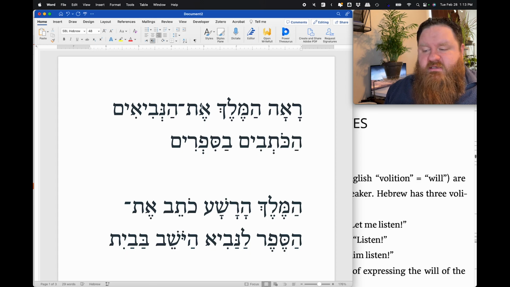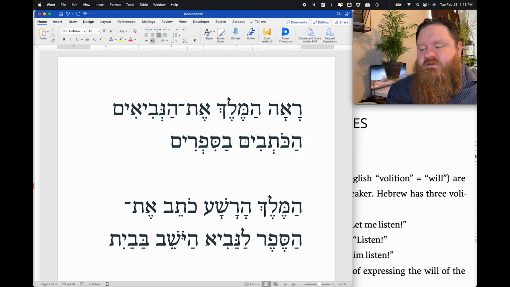The very next phrase is et ha-nevi'im. Et tells us that this next word is going to be our definite direct object. So our subject is the king, and the object of the verb is the prophets. So this says the king saw the prophets, and then we get ha-kotvim.